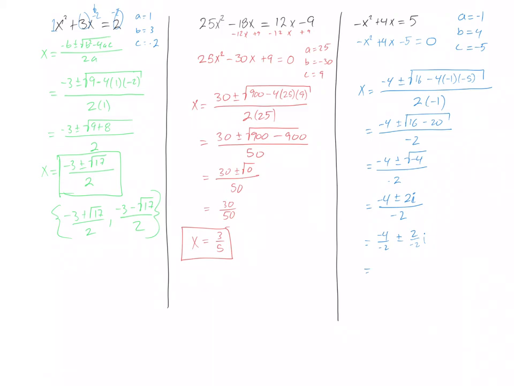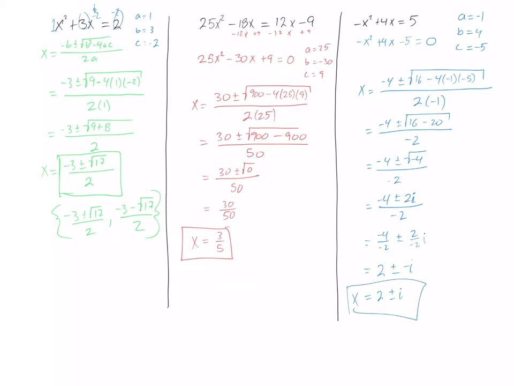Negative 4 divided by negative 2 is going to give me just 2, plus or minus 2i divided by negative 2, which is negative i. Okay, and so my answer is just that. Since I'm saying the plus or minus of that, I can just say 2 plus or minus i is what x is equal to.